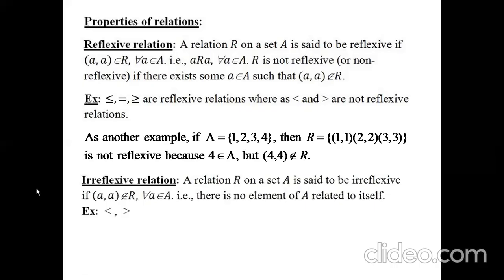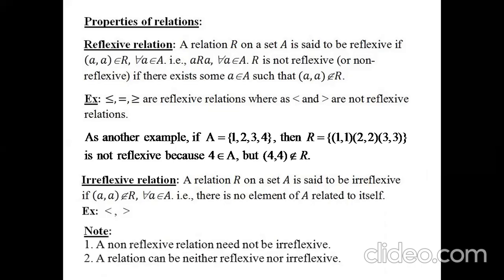Now next, see the next definition, irreflexive. A relation R on a set A is said to be irreflexive if (a, a) does not belong to R for every element a belonging to the set A. That is, no element of A is related to itself. So we have set A as, suppose, 1, 2, 3, 4, etc. up to n. If every ordered pair (a, a) does not belong to R, then we say that it is an irreflexive relation.